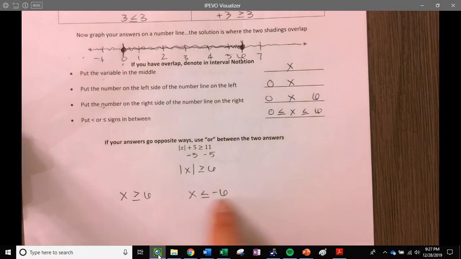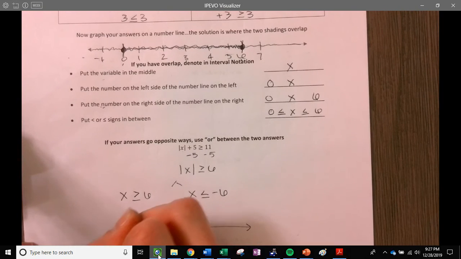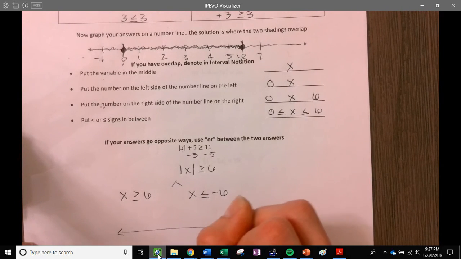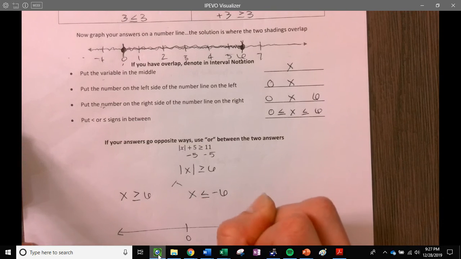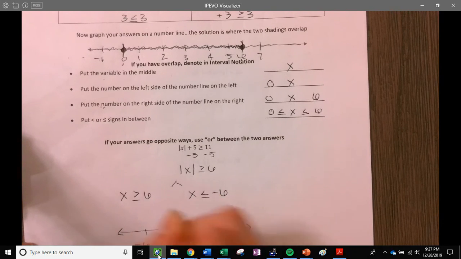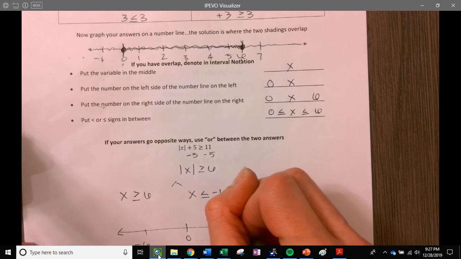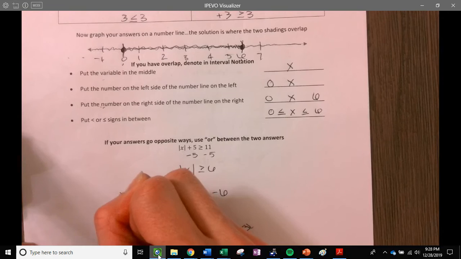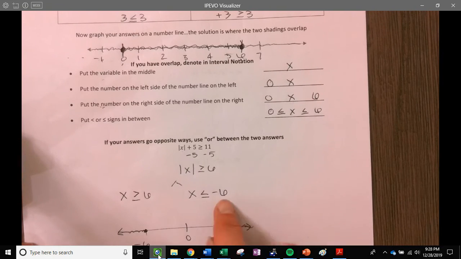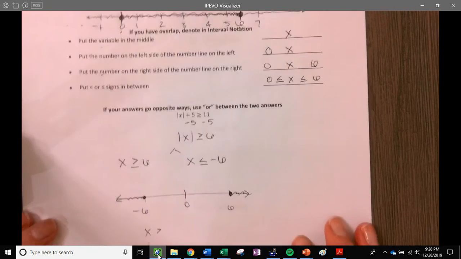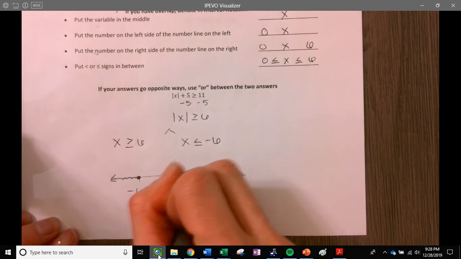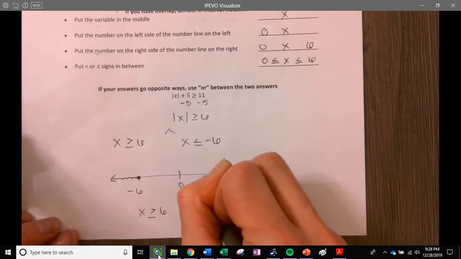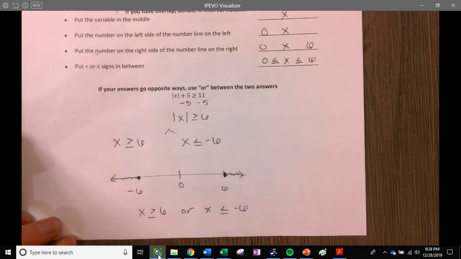There's nothing for us to solve here now that we've branched them out, right? So then there's nothing for us to check. So we'll write our little number line, and we'll have 0, 6, negative 6. We shade in the direction of our arrows. We're going to go greater than or equal to 6, less than or equal to negative 6. So we would just rewrite our solutions this way. x is greater than or equal to 6, or x is less than or equal to negative 6.